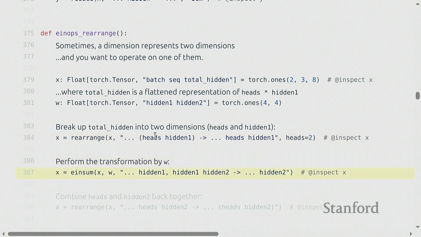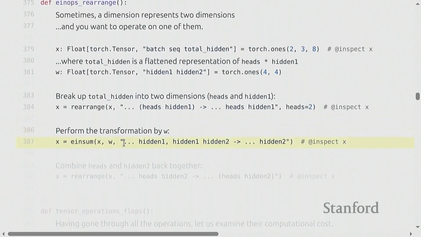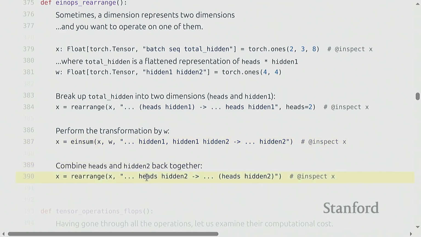And given that x, you can perform your transformation using einsum. So this is something hidden 1, which corresponds to x, and then hidden 1, hidden 2, which corresponds to w, and that gives you something hidden 2. Okay? And then you can rearrange back. So this is just the inverse of breaking up. You have your 2 dimensions and you group them into 1. So that's just a flattening operation with all the other dimensions left alone.